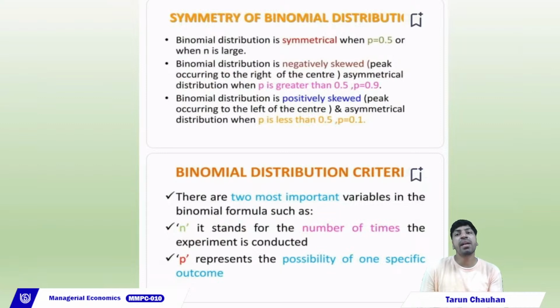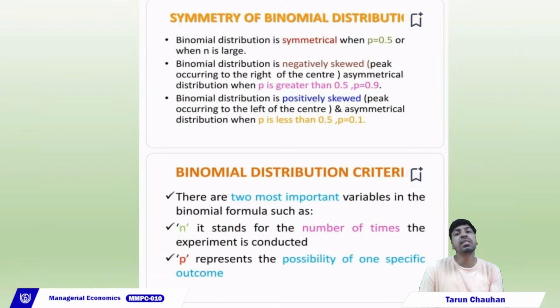So it's the symmetry of binomial distribution. When we talk about the values, how you will interpret a particular exact fixed value, that's called the symmetry of binomial distribution. So binomial distribution is symmetrical when the probability value P is 0.5, or when n is large. So when n, the number of values, is large, the binomial distribution is symmetrical.